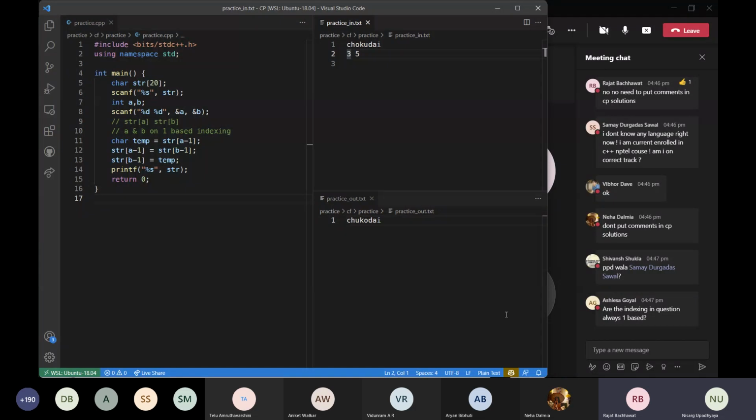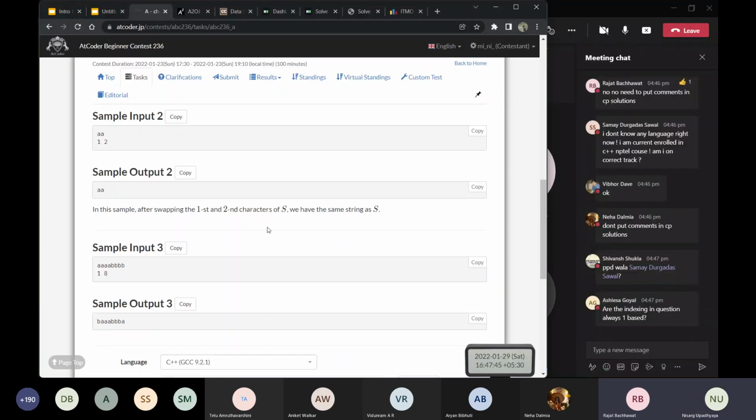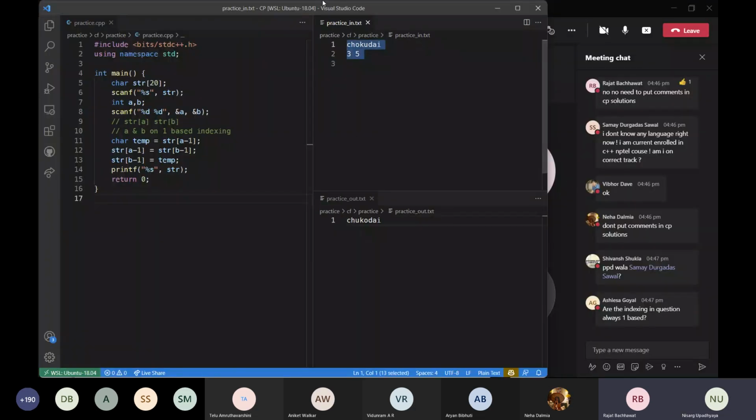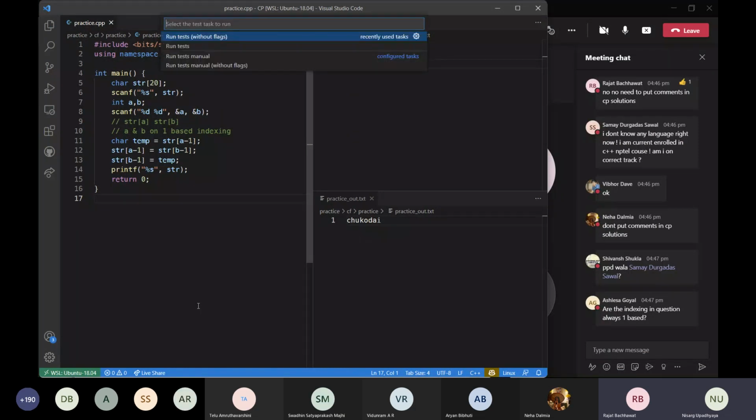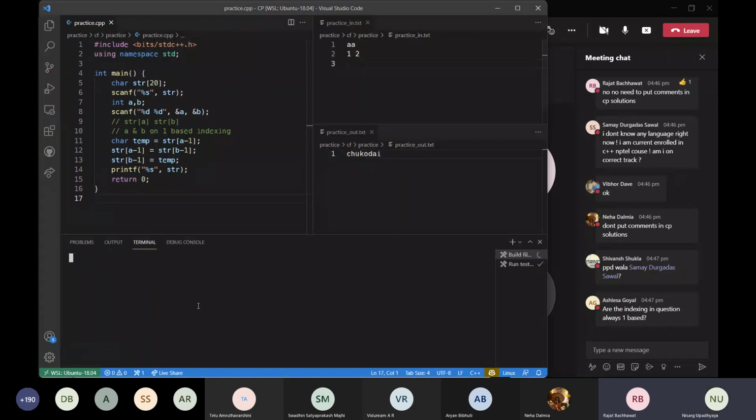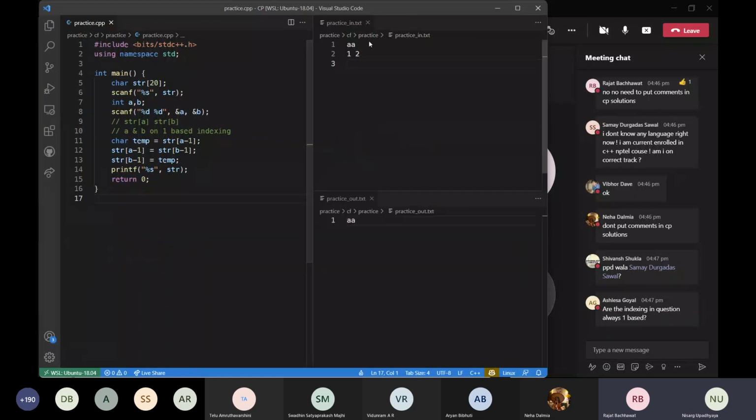Is the indexing in questions always one-based? If they are zero-based, they will specifically mention it. Some sites are pretty clear about it. Ideally they should always tell you how they are referring to the indexing. So we are trying it on the second one, which is A and 1, 2.